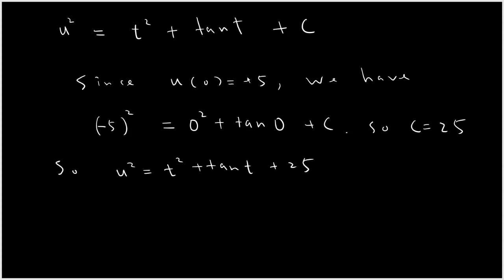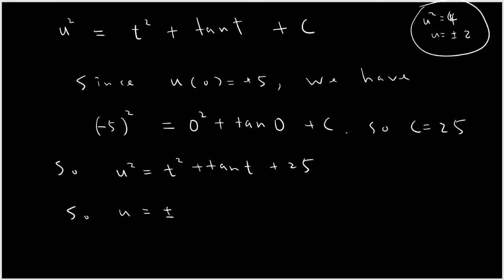At this point, you could say you have the solution to the problem. Okay. But in most cases I want you to solve the equation for u, in this particular case u as a function of t. If we write u as a function of t, so we have u equals, so do not be confused. If u squared is 4, then u has to be plus or minus 2. So u is equal to plus or minus the square root of t squared, and then plus tan of t, and then plus 25.